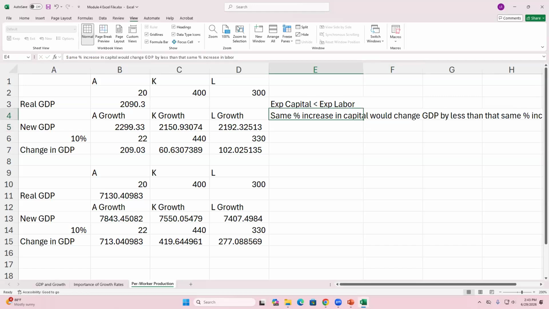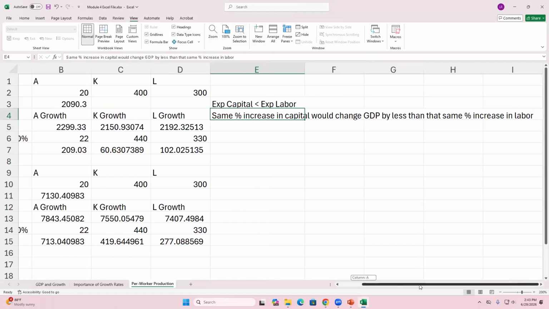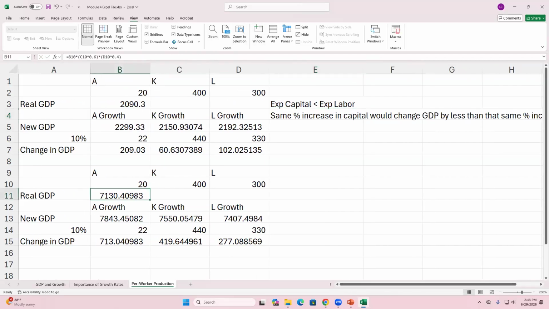So here, let me see if I can wrap text here. I'll scroll over here. So I'll kind of have this in a saved version of Excel file. So you can think about anytime the exponent on capital is less than the exponent on labor, then the same percent change in labor will produce a larger change in my real GDP. The exact opposite will hold.